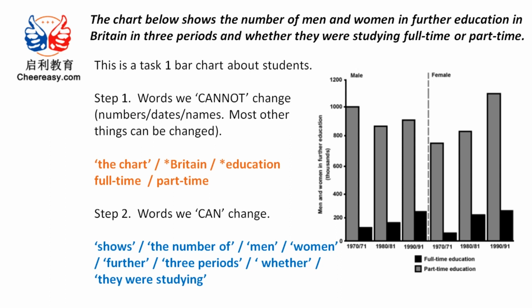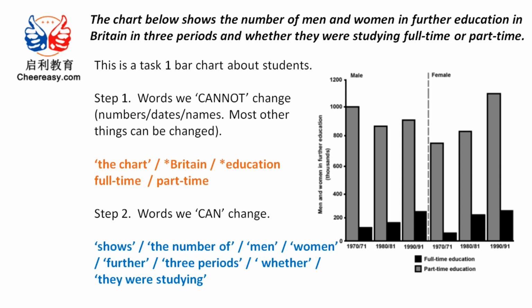Education can be changed, but you want a natural word. There are things like schooling, pedagogy, tuition, but they don't really fit as well as education. So it can be changed, but don't spend too much time thinking about it. Full-time, part-time. Yes, they can be changed, but again, they can be left.